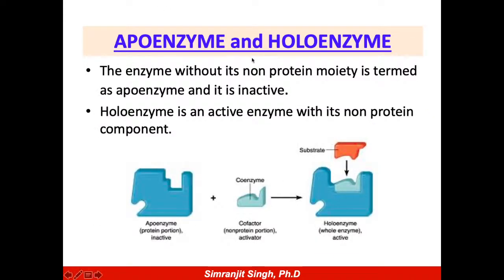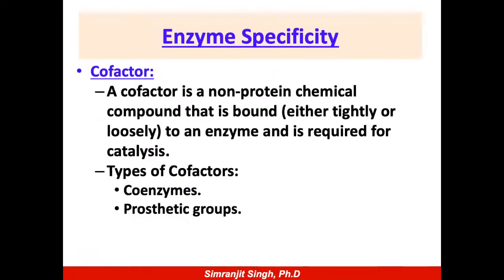Then apoenzyme and holoenzyme. The enzyme without its non-protein moiety is termed apoenzyme, and it is inactive. And holoenzyme is an active enzyme with its non-protein component. So you have apoenzyme, which is the protein portion, which is inactive. And this is your cofactor, which acts as a coenzyme, the non-protein portion, which is an activator. In the holoenzyme, your coenzyme will attach, and only then it is an active enzyme, and then the substrate could be attached to it. Right?